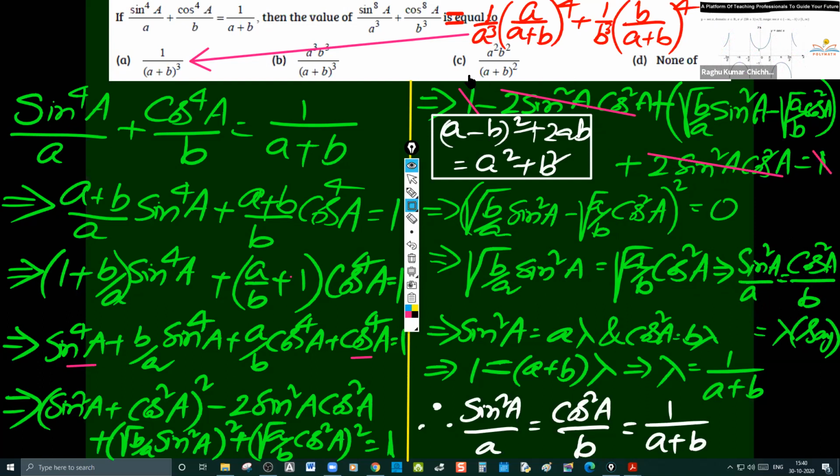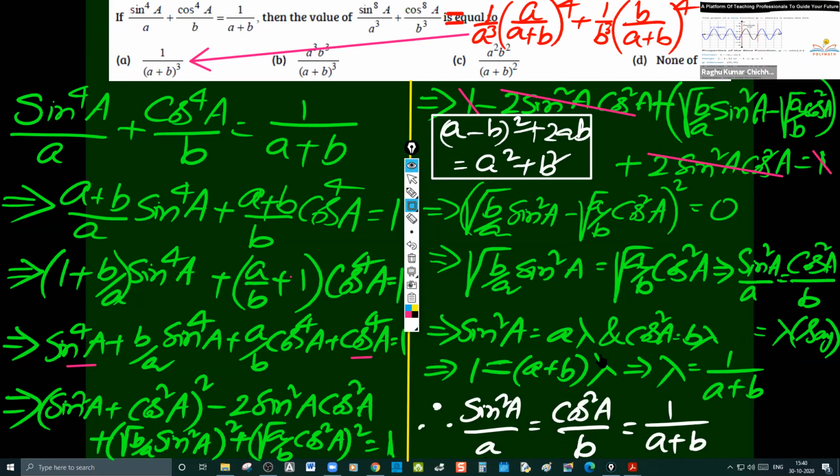Now I have to get its value. That's the reason what I did. I have taken this as lambda, and thereby sin²A is aλ, and cos²A is equal to bλ. If you add sin² plus cos², 1 is equal to (a + b)λ. So λ is equal to 1/(a + b). Now if you substitute that λ, 1/(a + b), you get an equation like this: sin²A/a = cos²A/b = 1/(a + b).